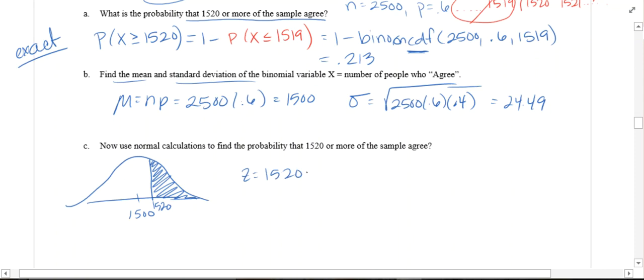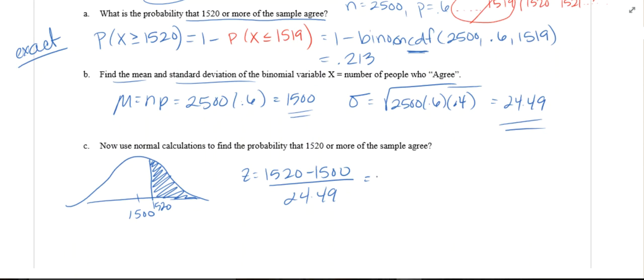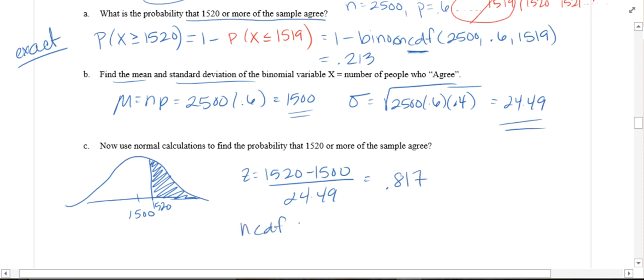All right, so 1520 minus 1500, because that's our mean that we just found up here in part B. Divide by our standard deviation, 24.49. Okay, so go ahead and find that z-score. So you should get 0.817. And then we're going to do normal CDF from 0.817 to positive infinity.